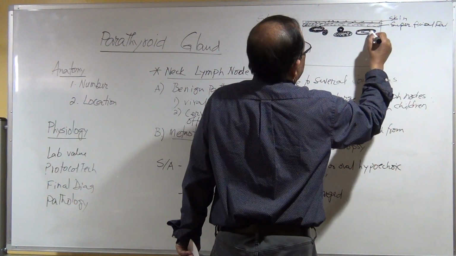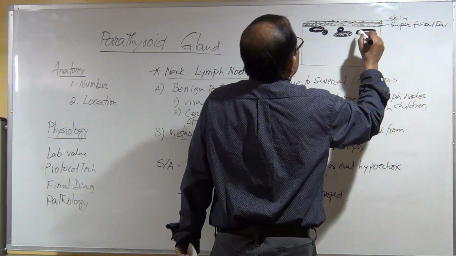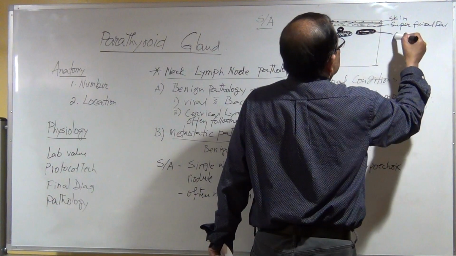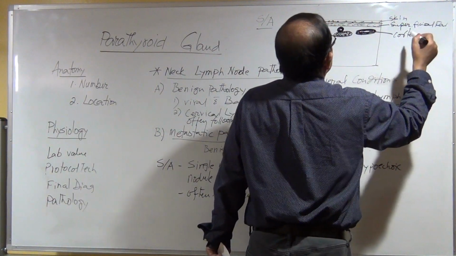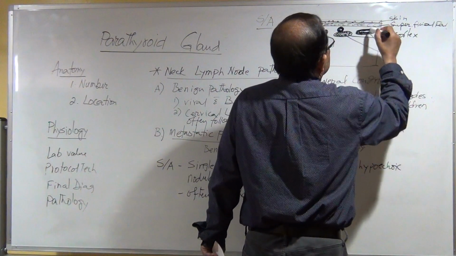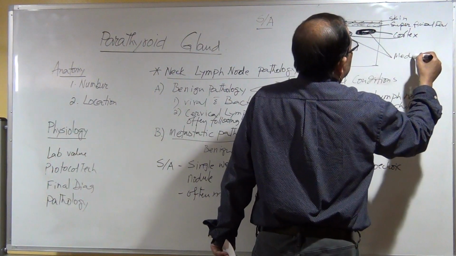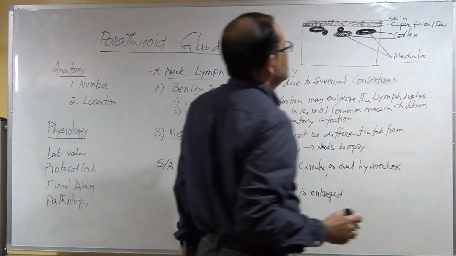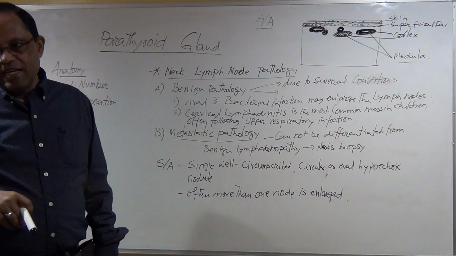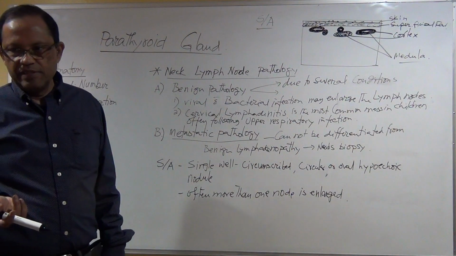Why? According to the anatomy of the lymph nodes, this is cortex. But this is medulla. And it looks like a sinus of the kidney. Sinus of the kidney is brighter, so here it is brighter too.